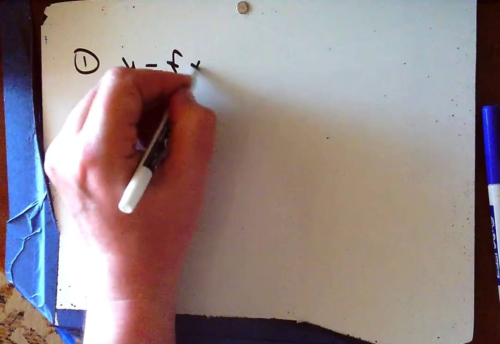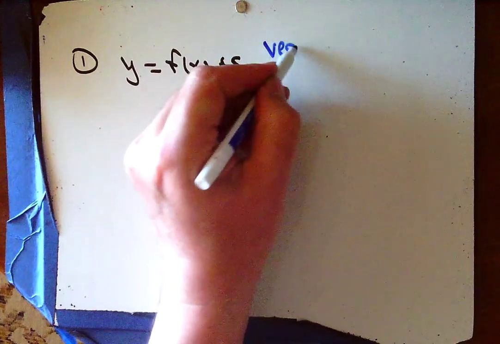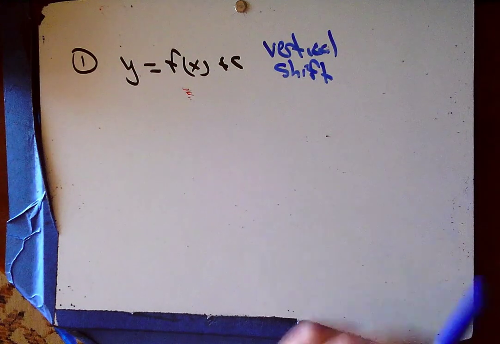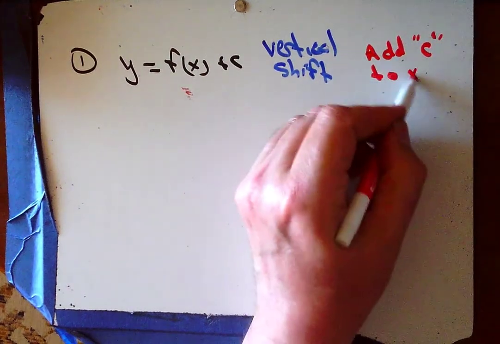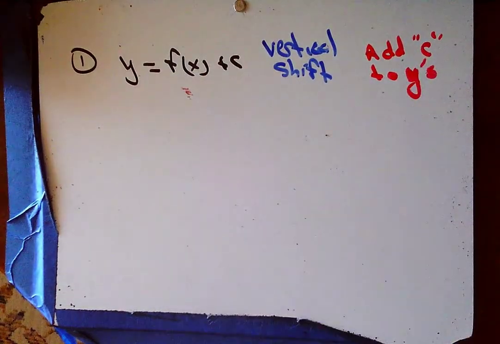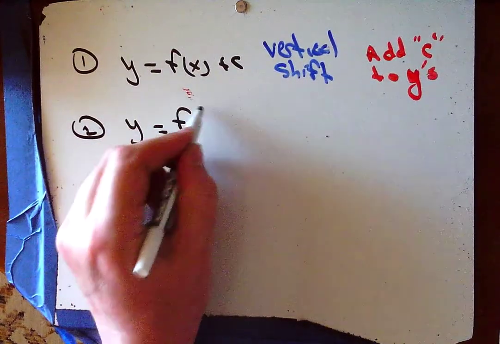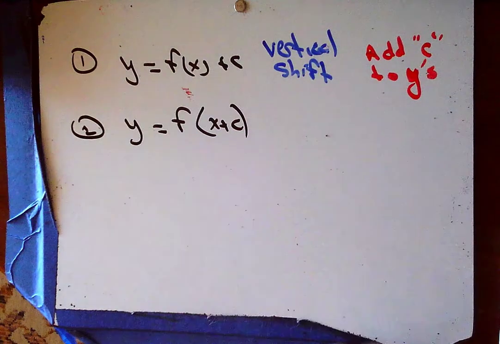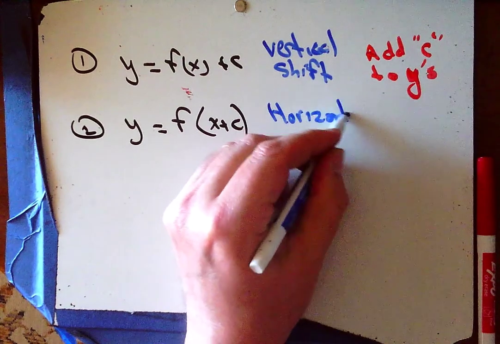Let's list them. The first one, y equals f of x plus c. This one was a vertical shift. And how do I carry it out? I add c to the y's. Okay, our next transformation, y equals f of x plus c. This time the number is inside the function, and we know that this is a horizontal shift.